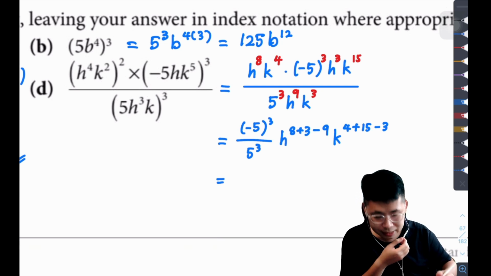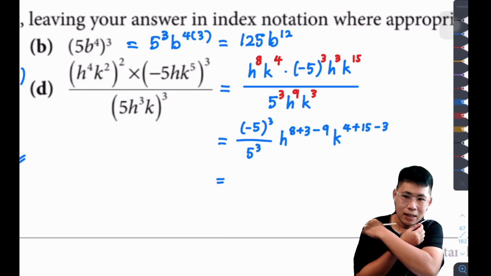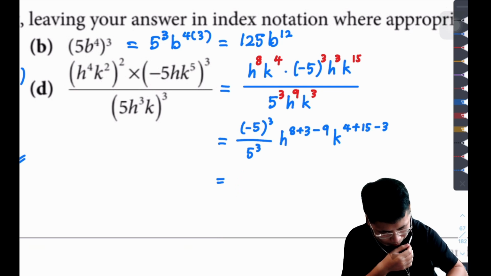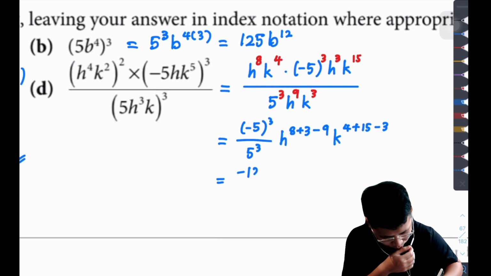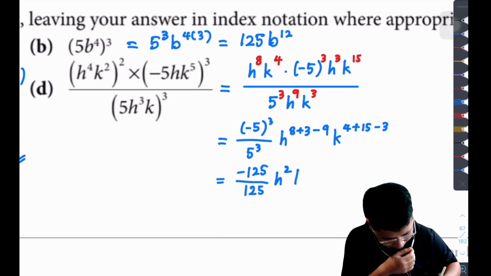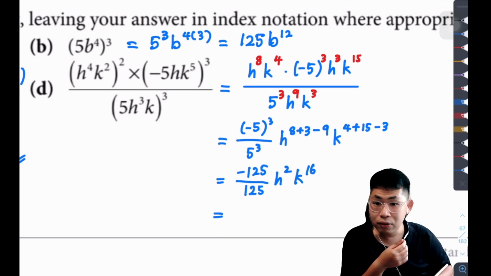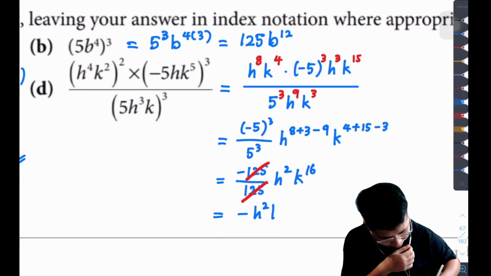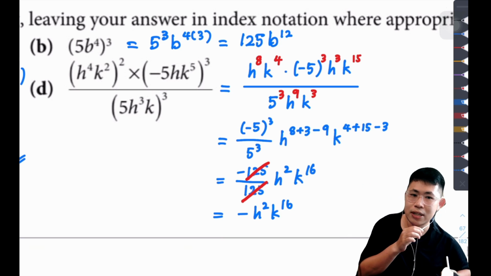So what we are going to do is, as you can see on the left, we can actually combine this as negative 5 cube as negative 125. 5 cube is also 125. And then we have h, 8 plus 3, 11, 11 minus 9 is 2. k, 4 plus 15, 19 minus 3, so k to the power of 16. So negative 125 over 125, we can cancel them out. And this will give us negative 1 of h square k to the power 16, like that. Alright, so this is for part D.